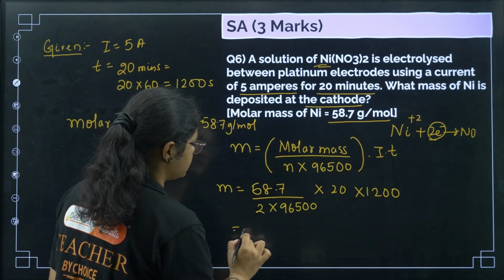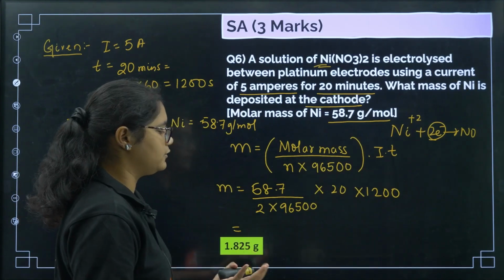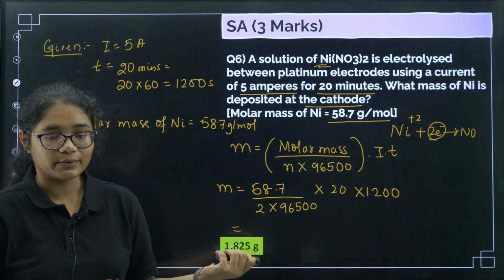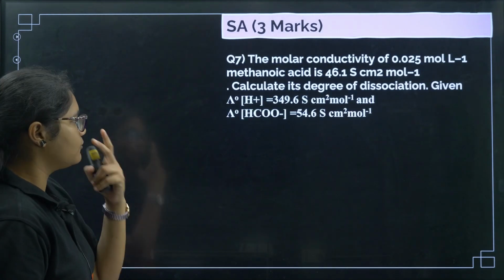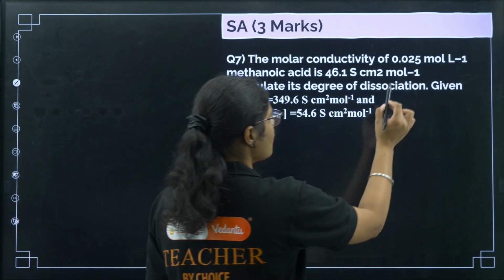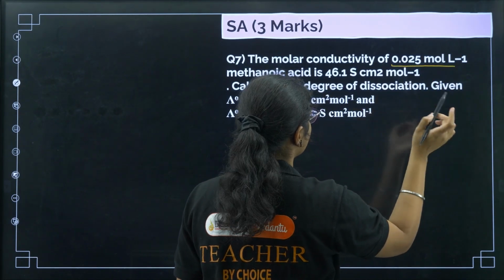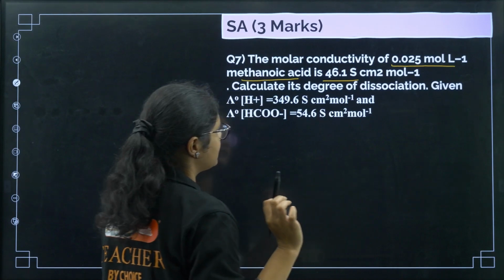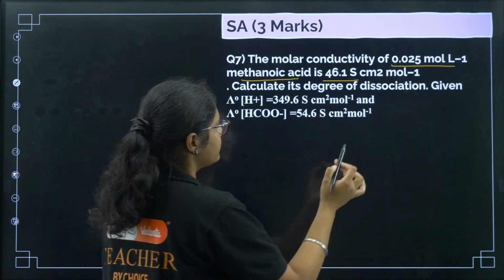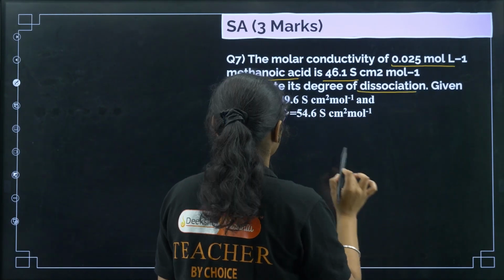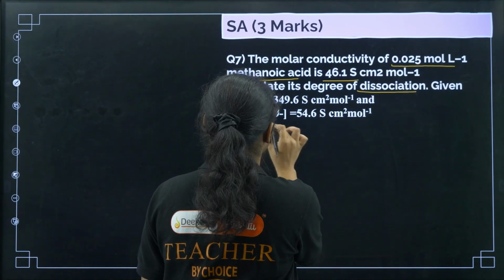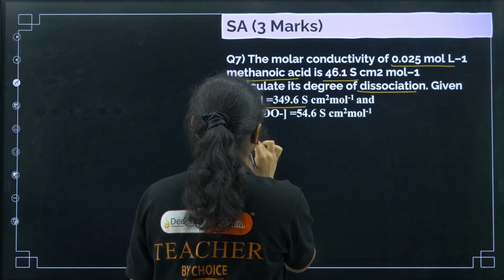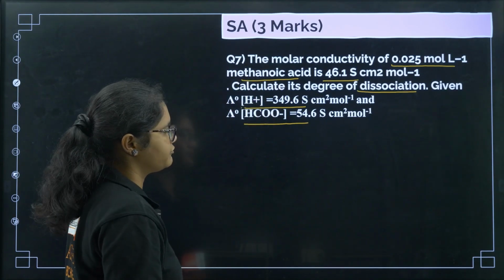So if I solve this, I'll be getting around 1.825 grams, okay, fine. So direct formula based and easy question. Next question, the molar conductivity of 0.025 mole per liter methanoic acid is 46.1 S cm² mol⁻¹. Calculate its degree of dissociation, given λ° of H+ is 349.6 and HCOO- is 54.6.